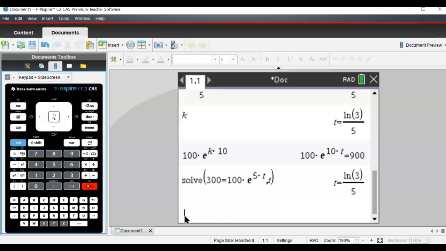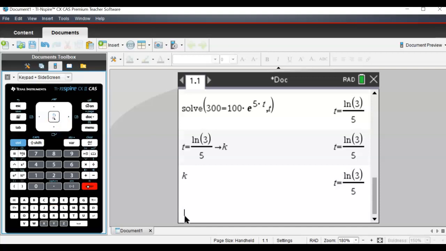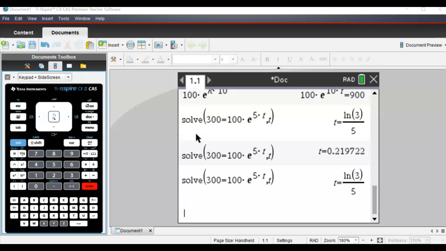So I'm going to hit enter, and I want to take that answer and store it into hopefully k. I hit enter, and then if I type a k and hit enter, now it gives me the t equals. I really don't want the t equals in there. So you want to be able to type that ln3 divided by 5 and get a decimal. When I use my solver, I guess I was mistaken, because it's throwing t into the equation when I store it.